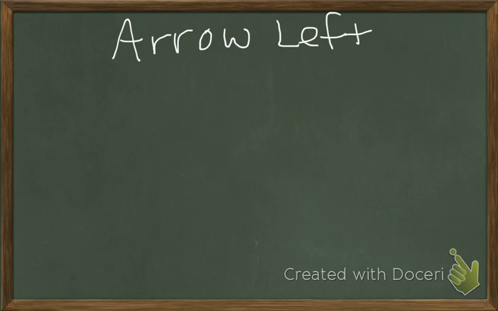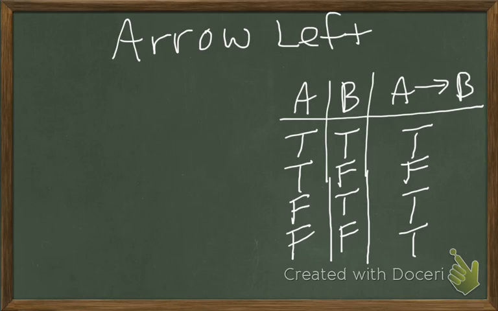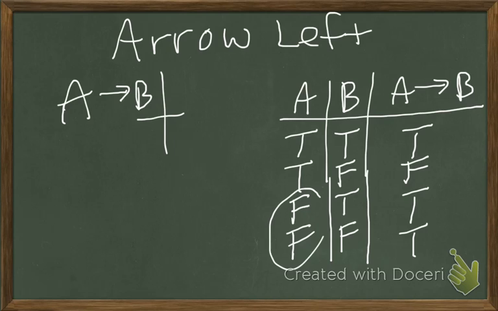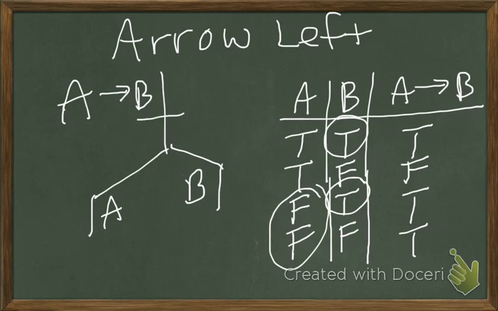Okay, now let's look at the rule of arrow left. And again, we're going to look at the truth table for this in order to figure out how the rule should work. So when is the formula A arrow B true? Well, it's true whenever its antecedent A is false, or when the consequent B is true. And so that's how our rule of arrow left will work.